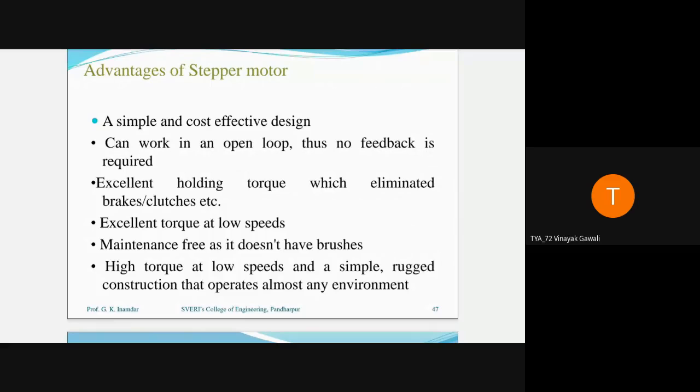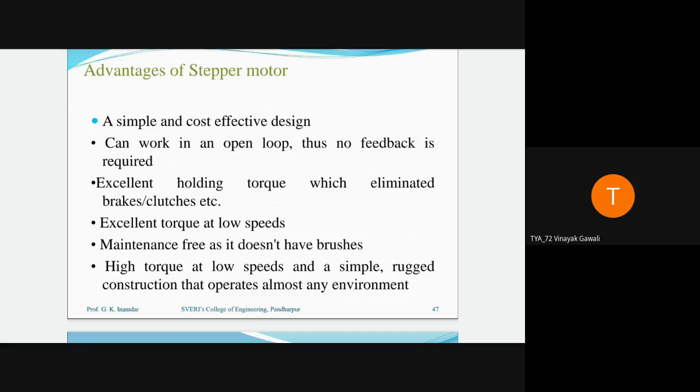Excellent torque at low speed, okay. Definitely good acceleration in terms of torque. Suppose maximum initial torque is required; for that purpose the stepper motor is very good. For example, our vehicles have self-starter motors. Initial torque is maximum, and electricity is required only for a very short time, only within 1 or 2 seconds, when starting the motor or vehicle. Stepper motors are basically used for high initial torque.